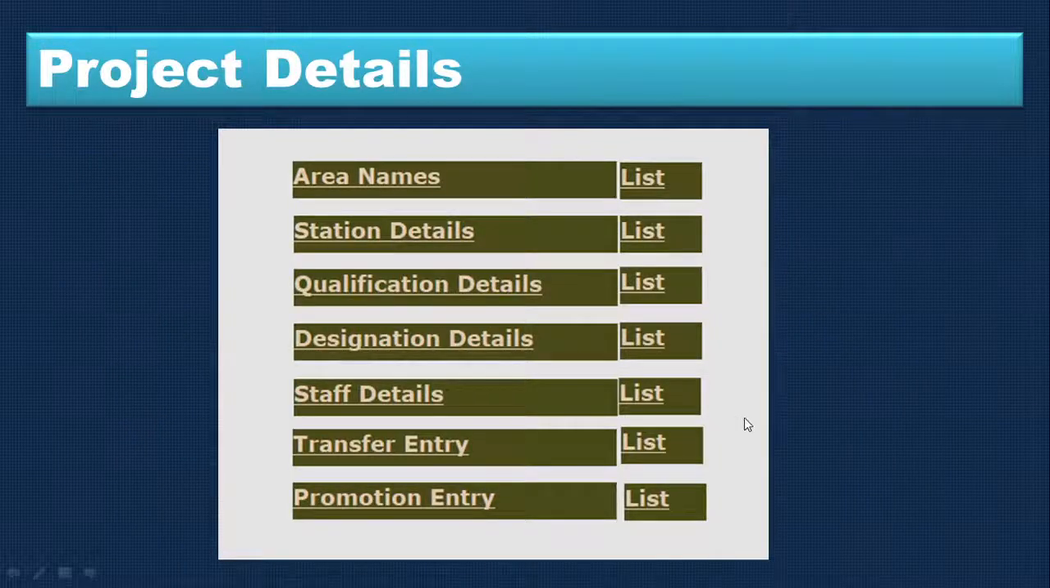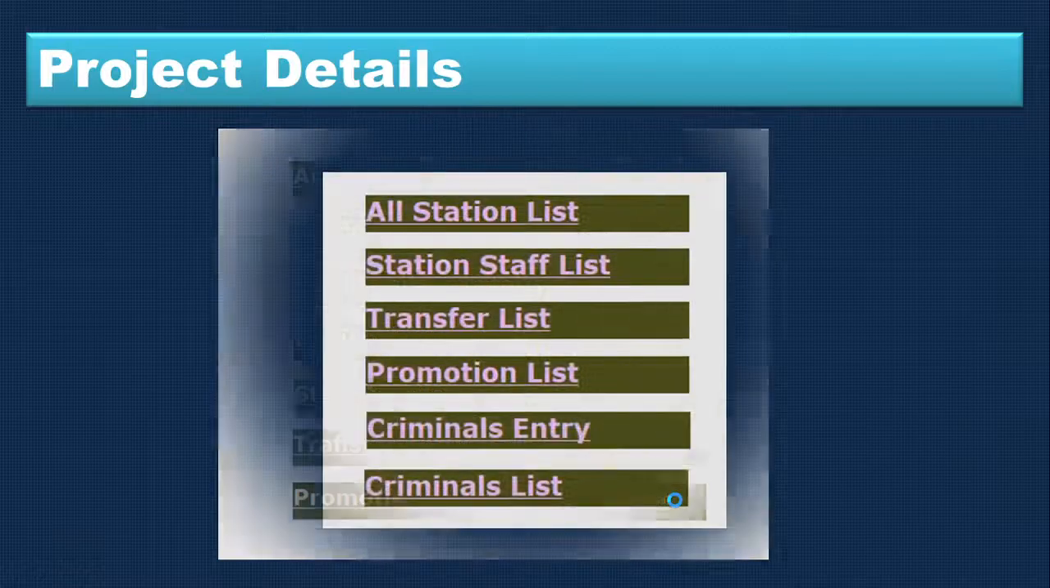In the case of admin, these are the options we can provide. One is area names, what areas are covered, and the corresponding list; station details and the corresponding list; qualification and designation. This is important to make the promotion, therefore we'll enter these details and we can also see the list here. Staff or employee details we need to enter, with the corresponding list. When there is a transfer, we can enter the transfer details here and see the list. And when there is a promotion, we can do the promotion and the corresponding list will be shown here.